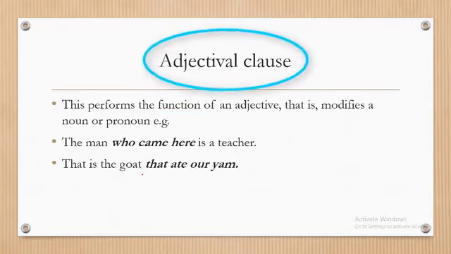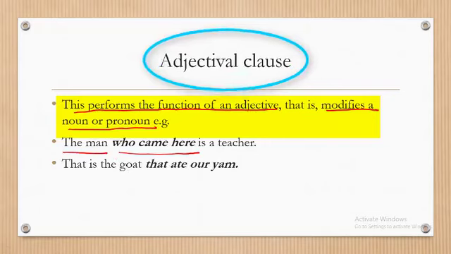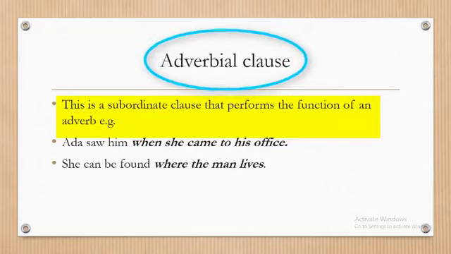So then we move on to what is called the adjectival clause. An adjectival clause, like we know, is a clause that performs the function of an adjective. And what do adjectives do majorly? They modify a noun or a pronoun. For instance, the man who came here is a teacher. So this expression is an adjectival clause modifying the noun phrase, the man.